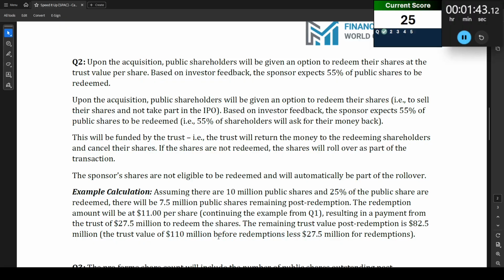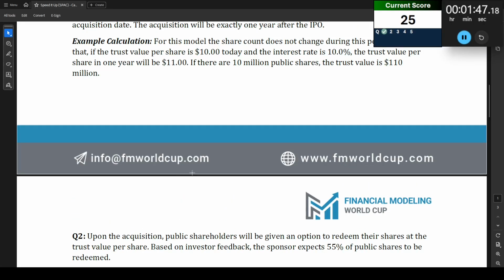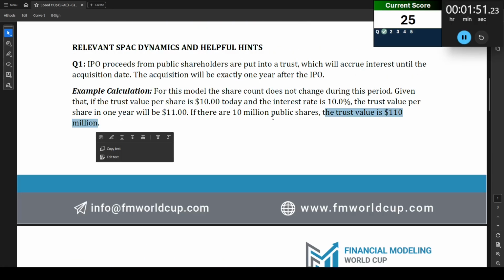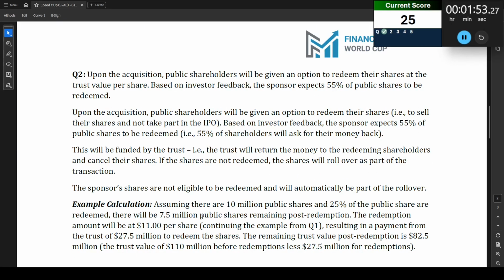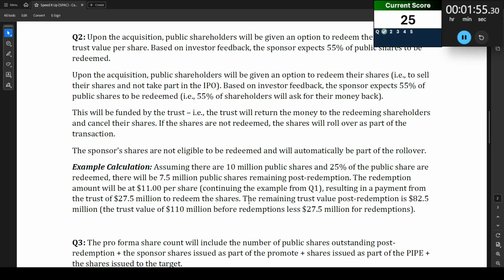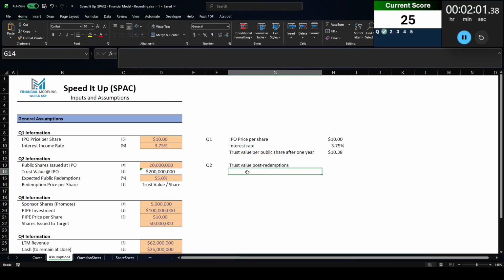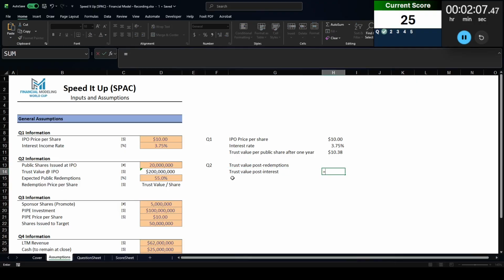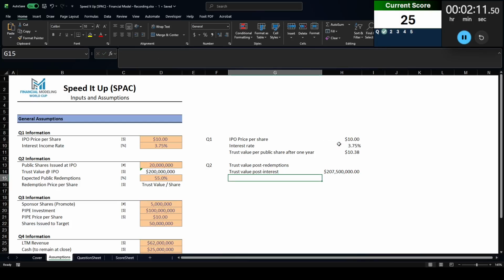Right. So this is 110 million. This is after the interest, I believe, right? So here we see this example that they give the amount post-interest. So we're going to calculate our amount post-interest and then also figure out how many shares were redeemed, how many shares were left, and how much cash is left. Okay, so let's go ahead and do trust value post interest. So that'll be this 200,000 times 1 plus that interest rate there.